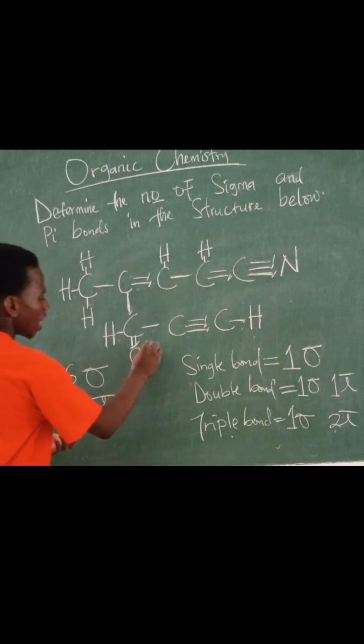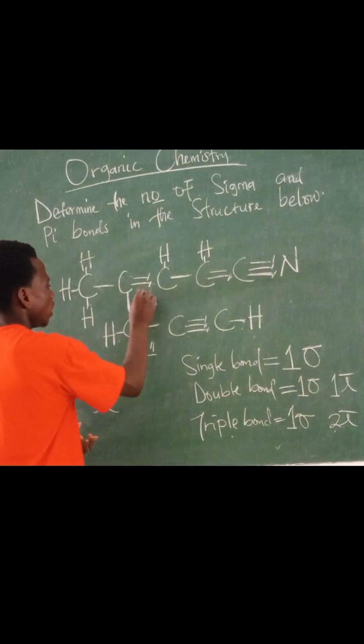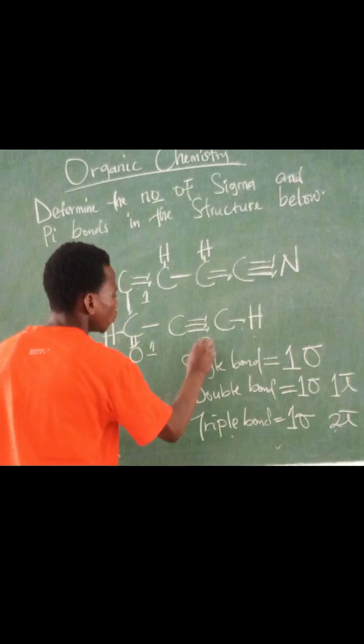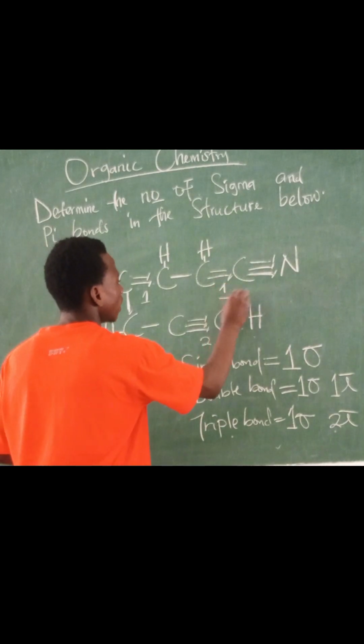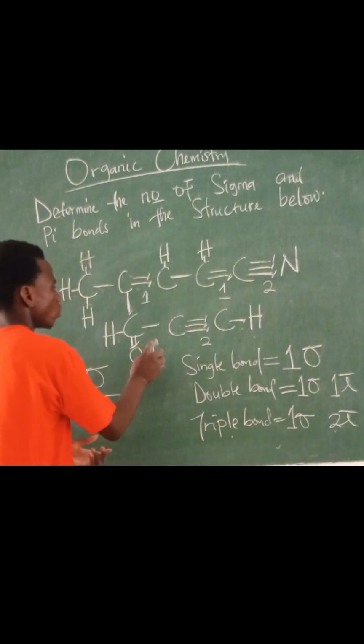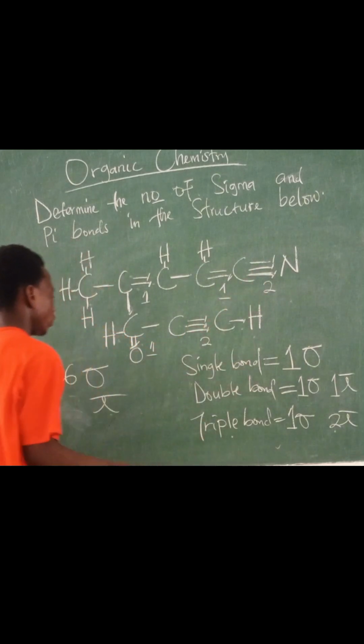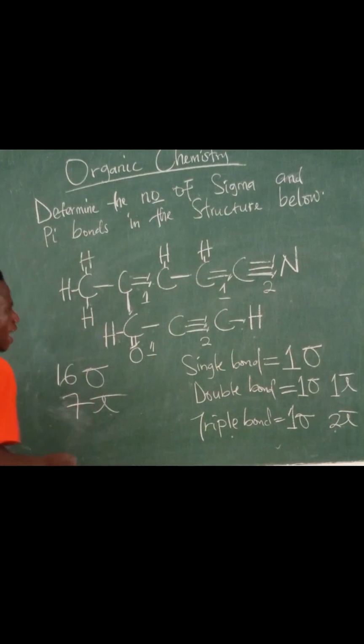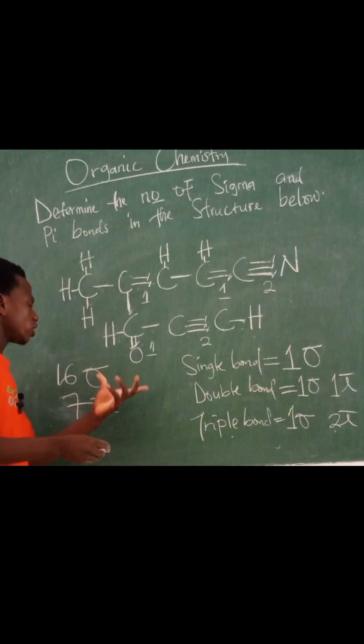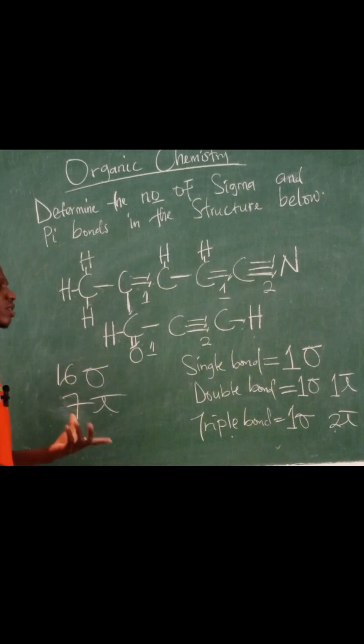bonds because here we have 1. We have 1 here also. We have 2 here, we have 1 here, and we have 2 here. So this is 1 plus 1, 2, plus this 4, 5, 6, and 7. So there are 7 pi bonds in this particular structure and 16 sigma bonds.